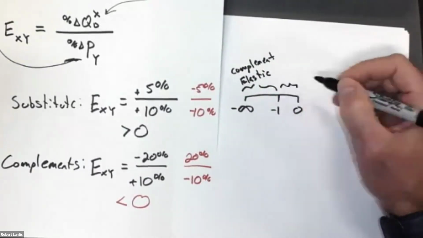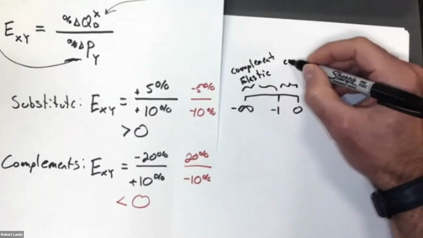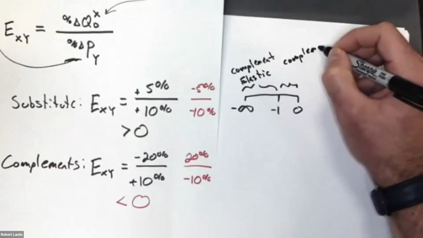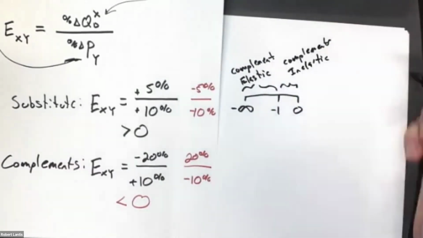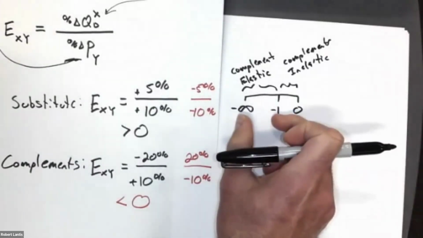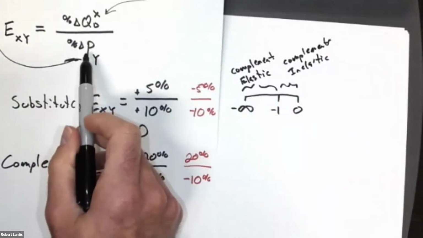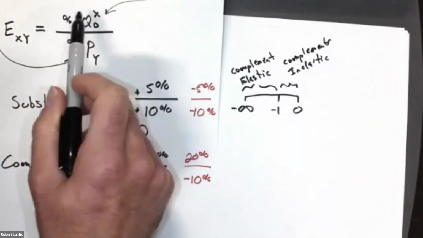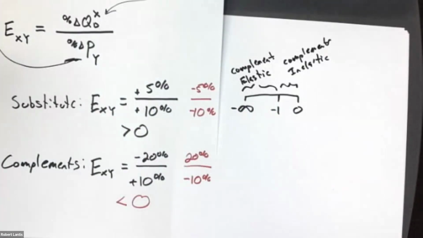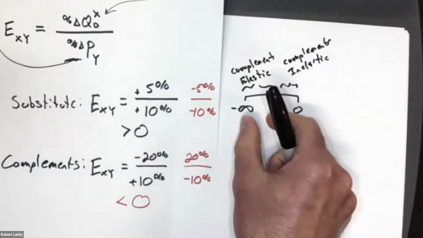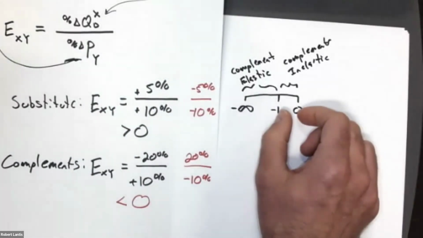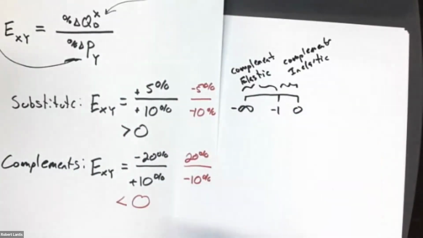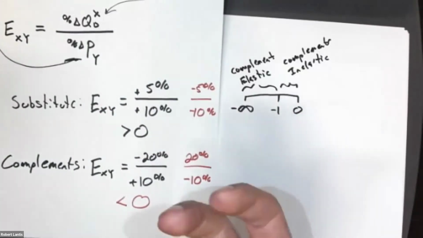In this range, if it's negative, it tells me that they're complements, but we would say the cross price elasticity is inelastic. Anything that's elastic means that a small percent change in the price of good Y causes really large percent changes in good X. This must be that they are strong complements. Whereas if it's negative, but between 0 and 1, it's inelastic. We would say they're complements, but they're weak complements.